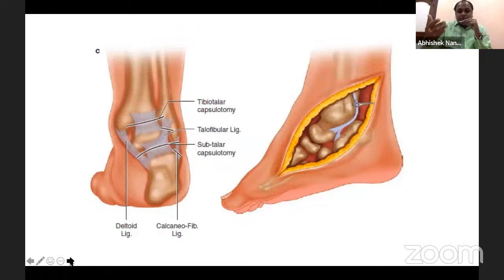So the posterior capsule consists of the ankle, that is the tibio-talar capsule, and the subtalar, as well as we release the deltoid ligament. Now I have to tell you that the superficial part of the deltoid ligament is released, not the deep part. That is the one structure which all the posterior medial release people have advocated not to release. And the talofibular ligament, these are all released.